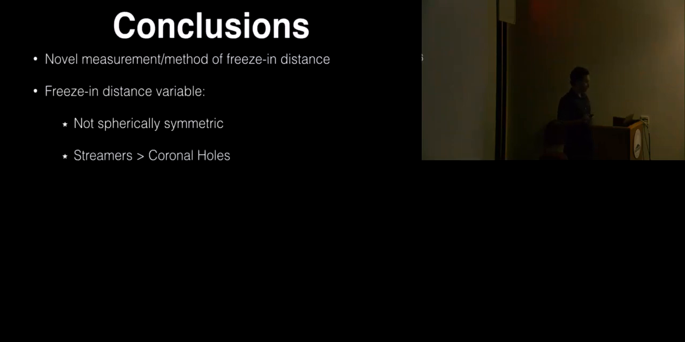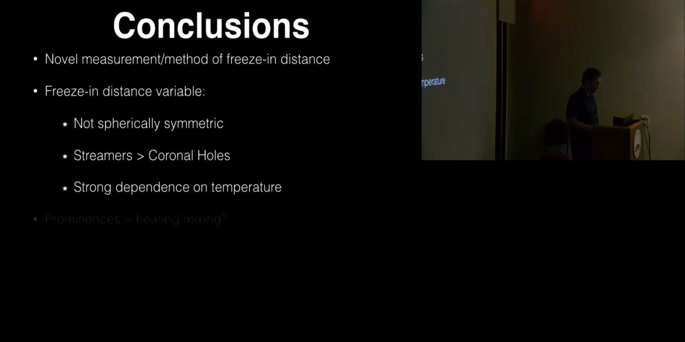In general, the streamers tend to have a slightly higher freezing distance than the coronal holes, but this is not a hard and fast rule, because sometimes dependence on temperature may dominate, as we saw with the iron-11. Further, prominences appear to be having an effect of heating and/or mixing the corona above, and while this is still kind of a qualitative speculation at this point, to answer this question fully, we'd want to do some in-depth hydrodynamic modeling and really try to quantify what this means.